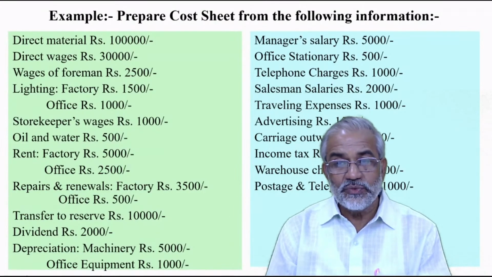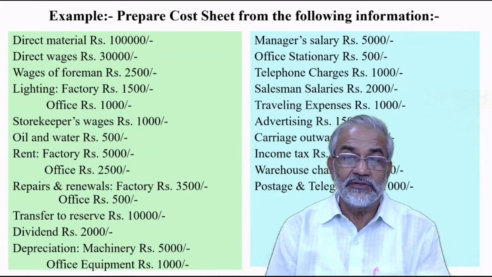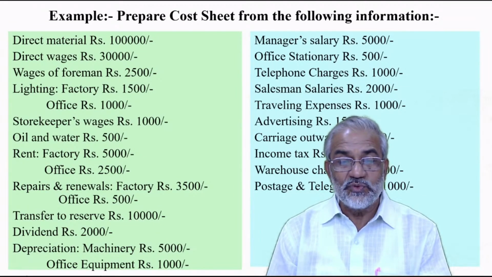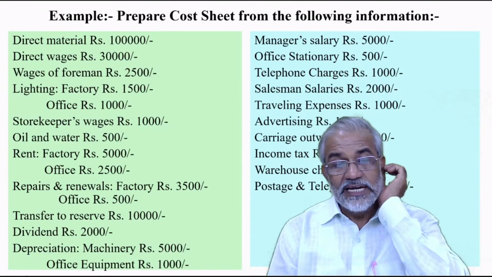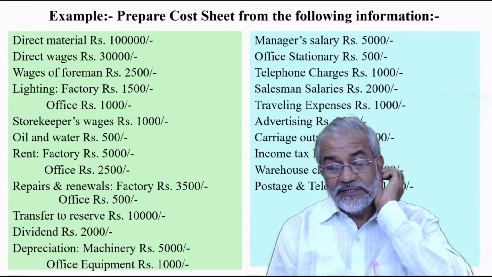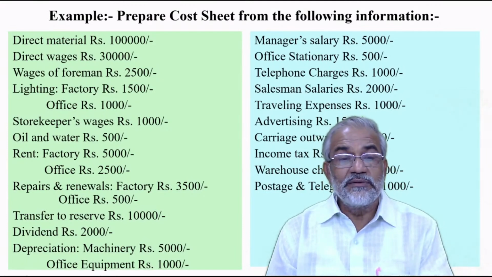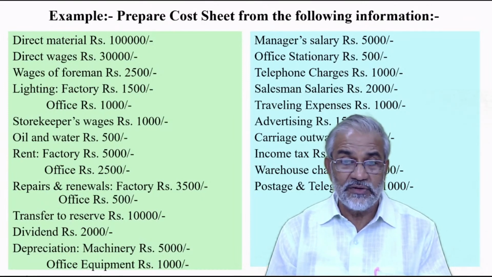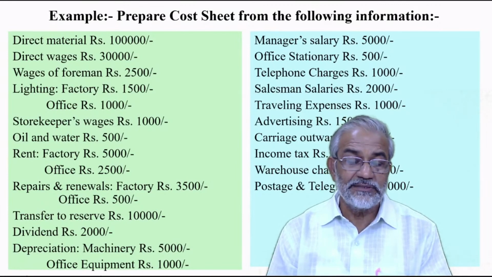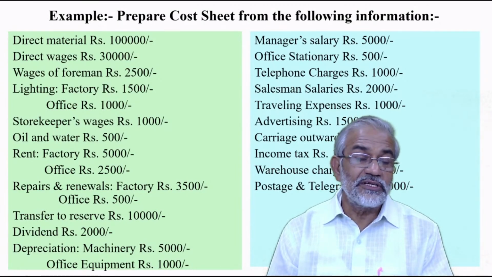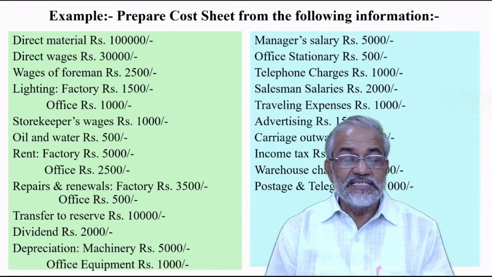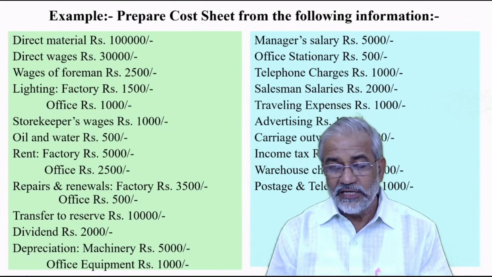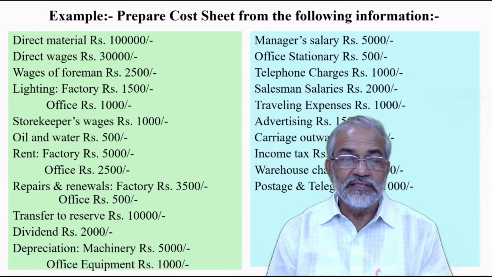Now, there may be a spontaneous question: why are those 2 items not included in the cost sheet, although they are expenses? They are expenses, obviously, but they are purely financial in nature. Dividend means the amount of profit which is available for distribution among the shareholders. That means when the organization earns profit, a part of the profit is distributed to its shareholders as a return on investment. It has nothing to do with the cost of production of the product. Since it has nothing to do with costing of the product, it is not included in the cost sheet.